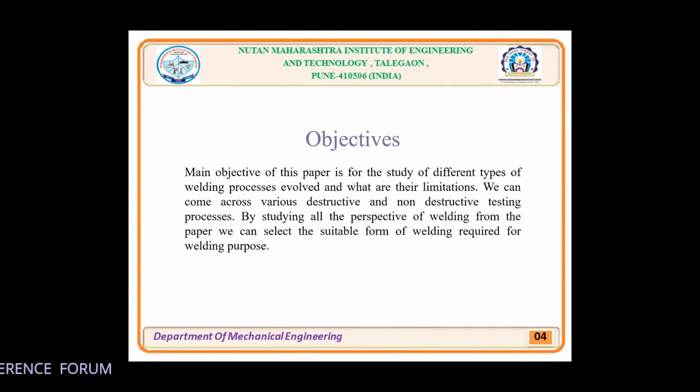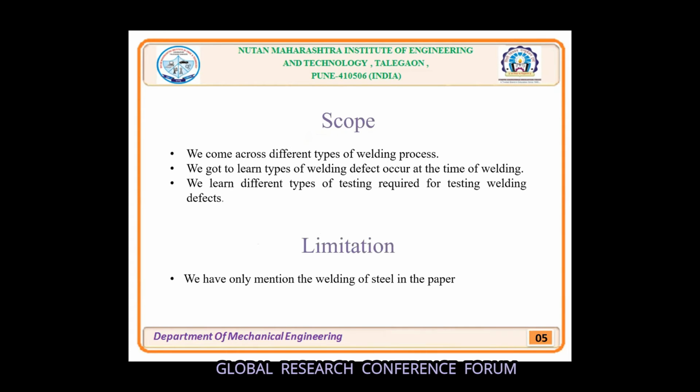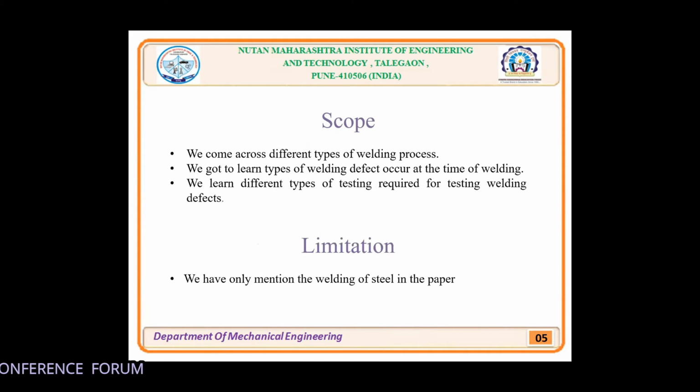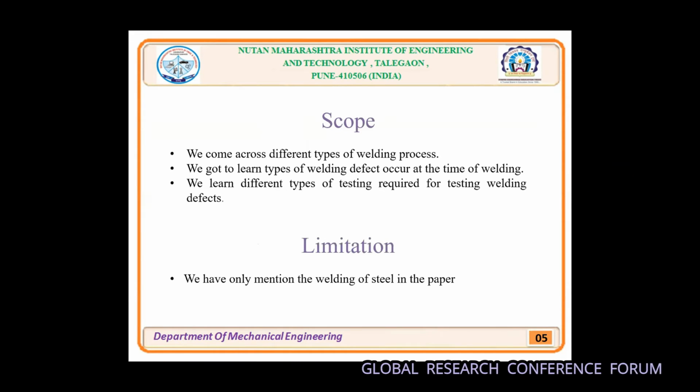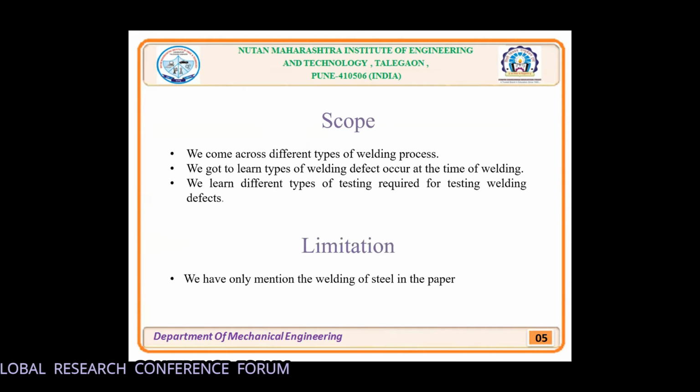Objective. The primary goal of this research is to investigate the various types of welding techniques that have evolved and their limits. Various destructive and non-destructive testing procedures are available. We have to select the appropriate kind of welding necessary for welding processes by analyzing all the perspectives of welding presented in the text. In this paper, we came across a variety of welding procedures. We learn about the several sorts of welding defects that might develop throughout the welding process. We also learn about the various forms of testing that are required to detect weld faults. But there is one limitation: the research is done only for steel metal.